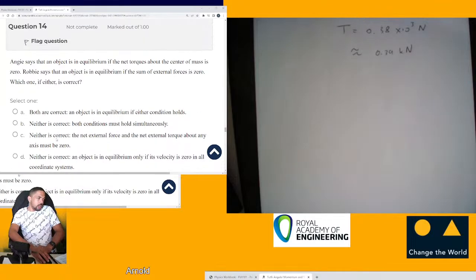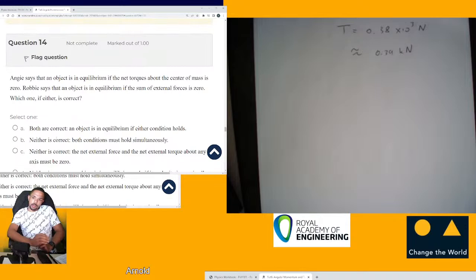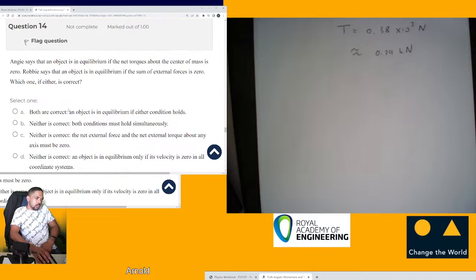Okay, question number 14. Angie says an object is in equilibrium if the net torque about the center of mass is 0. Robbie says that an object is in equilibrium if the sum of external forces is 0. Which one, if either, is correct?